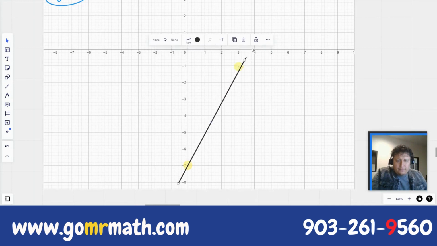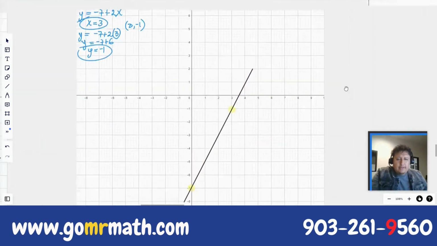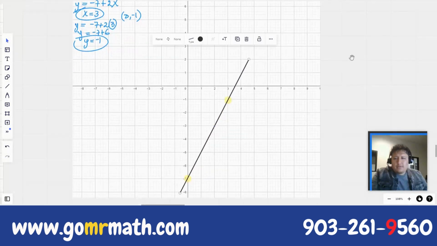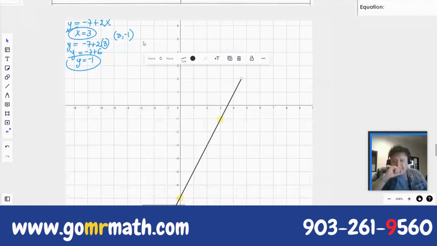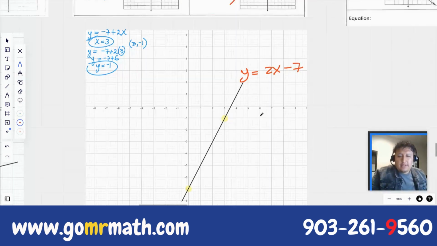Okay, that looks acceptable. Okay, and that is the equation of the line of -7 plus 2x, or 2x minus 7. Remember, we're just changing the order of the elements. 2x minus 7. That is the equation of the line.